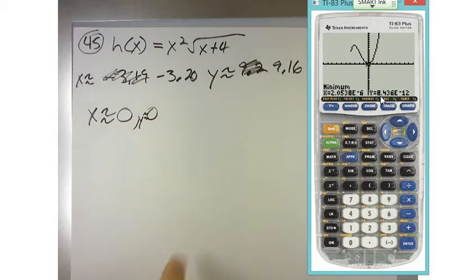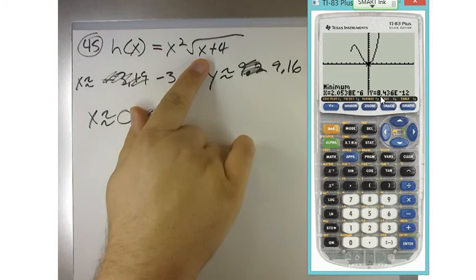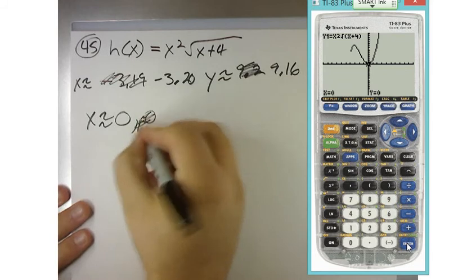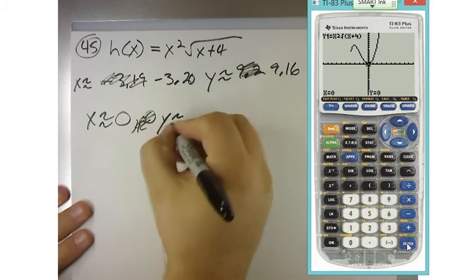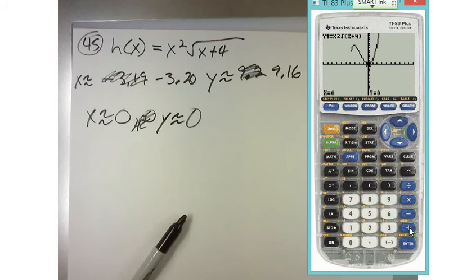Okay, and that makes sense. If I plug in 0 here, I get 0 squared. If I plug in 0 here, I get the square root of 4, but it's still 0. So when x equals 0, y equals 0. And I could just enter in 0 and see what my y value is. See? Let me write this a little cleaner. Actually, we know that it equals 0. Any questions on that?